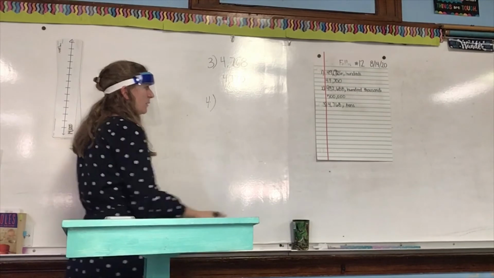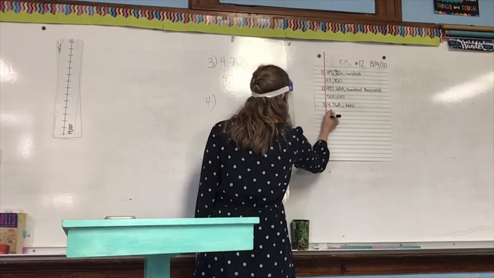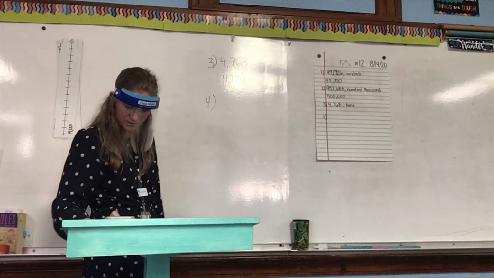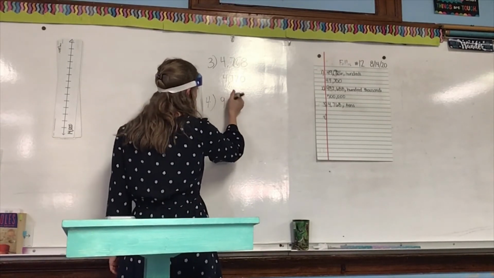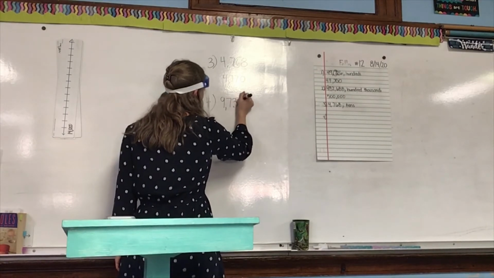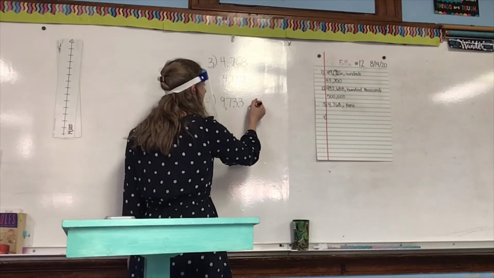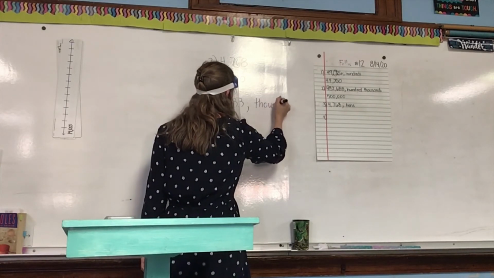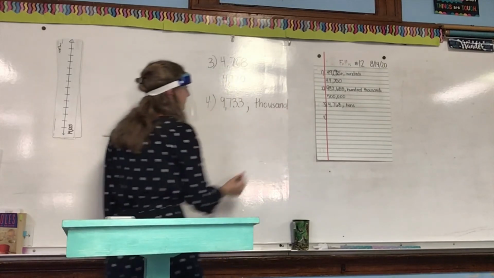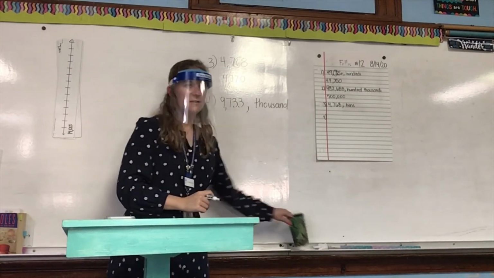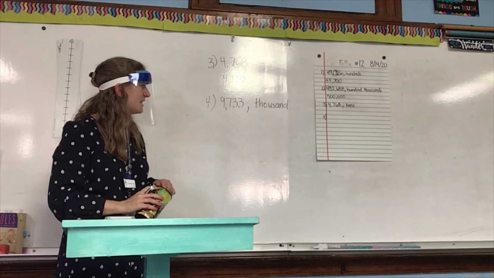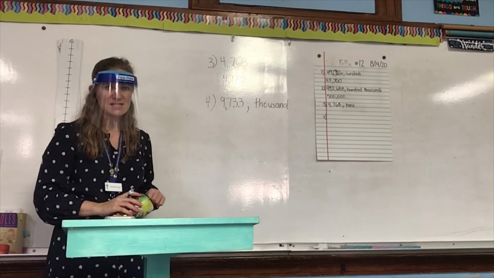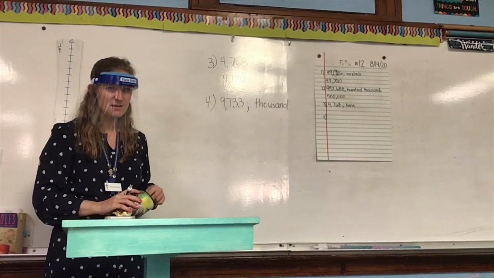So remember your answer and then skip 1 line and then write 9,733, and we're rounding to the nearest thousand. It's 9,733, rounded to the nearest thousand. Thank you, Zari.